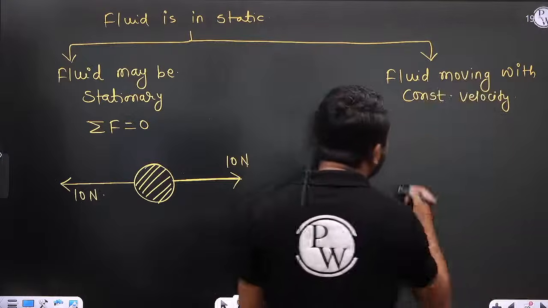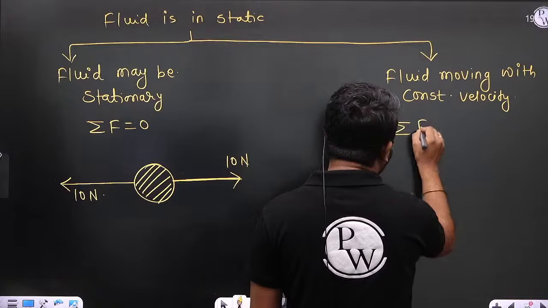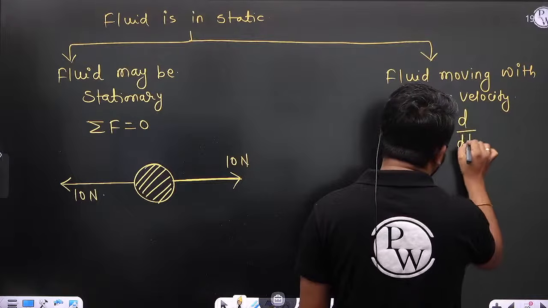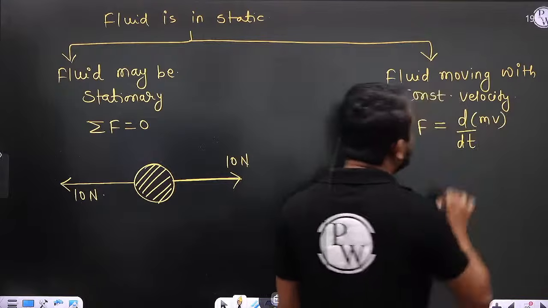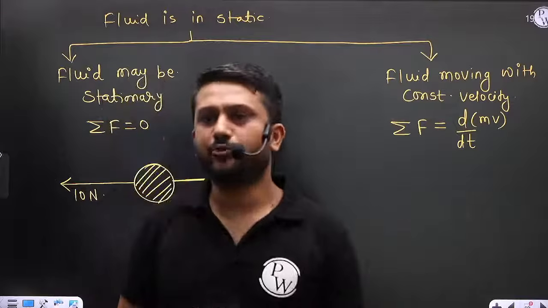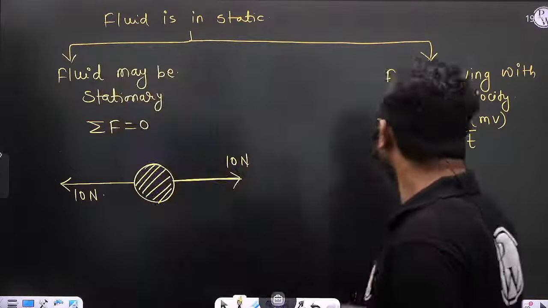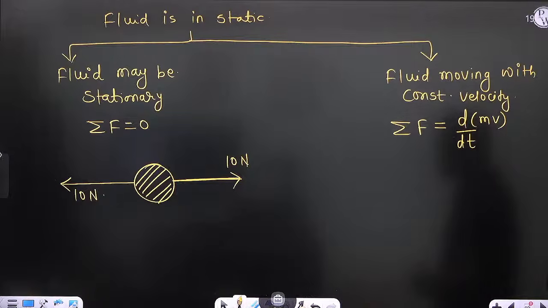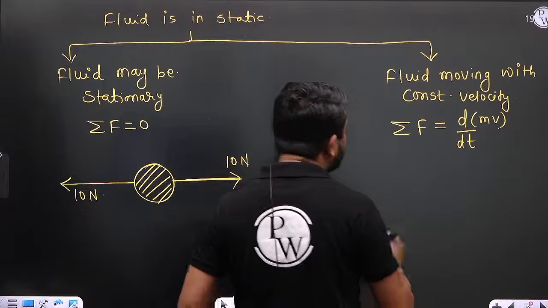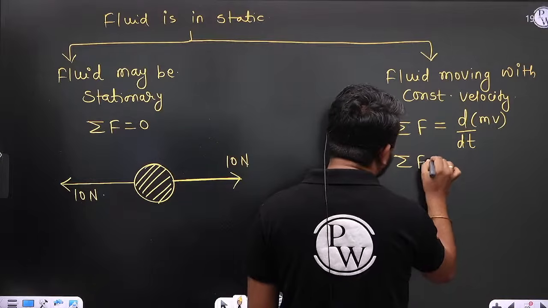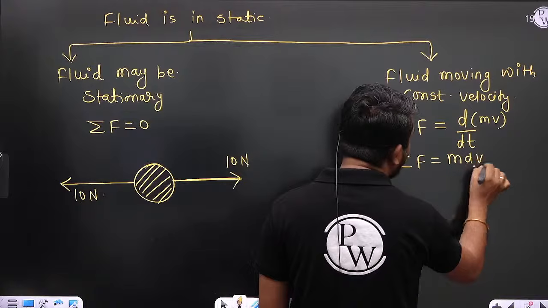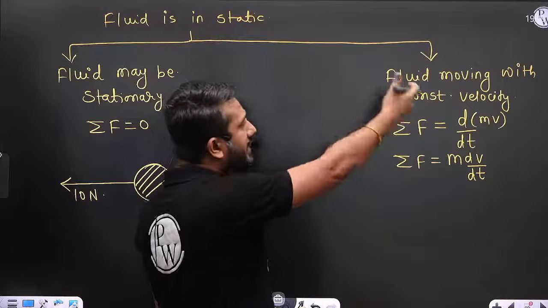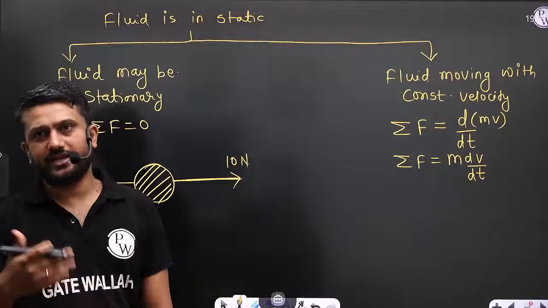So if fluid is in motion, then we can write that net force is equal to rate of change of momentum, right? If the object is moving or if the fluid is moving, then summation F is equal to rate of change of momentum. And if I consider mass is constant, then we can say m dv by dt, right?